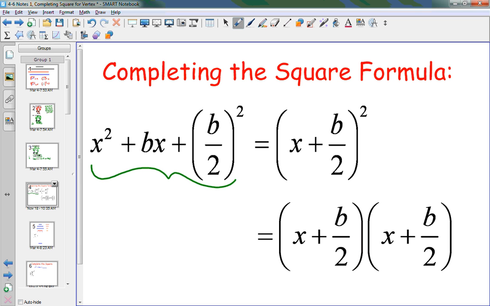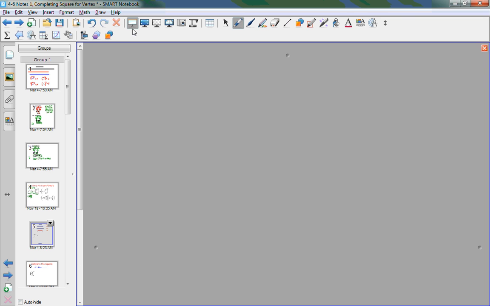Your b value comes from the coefficient of the x. Your c value, if I have ax squared plus bx plus c, do we all understand where I'm talking about a, b, and c now? Your b term will get you your c term by taking b divided by 2 and squaring it. That is your c term. Your c term is equal to b divided by 2 quantity squared. Now, we're going to practice at this, but before we go on, I want to show you something.